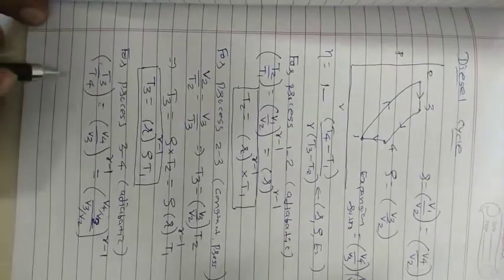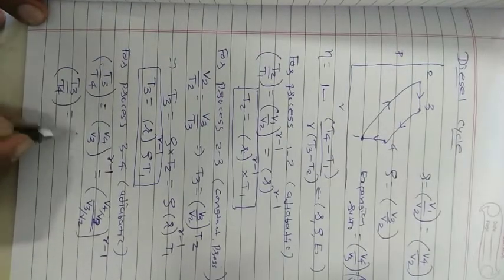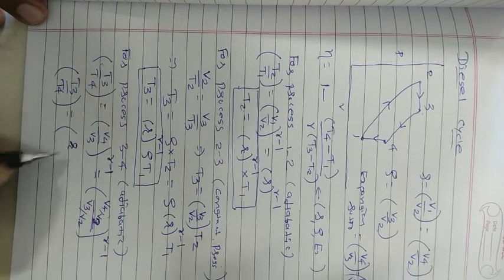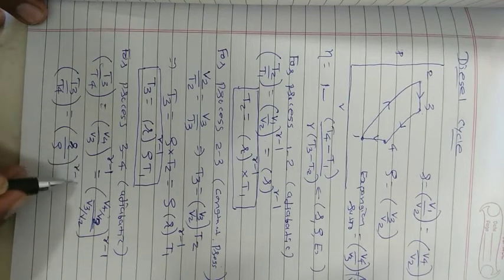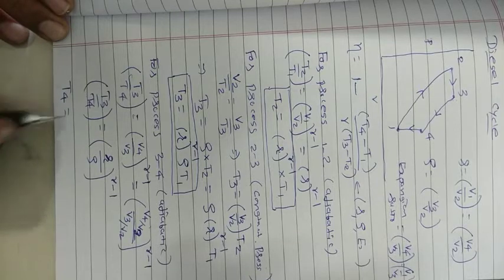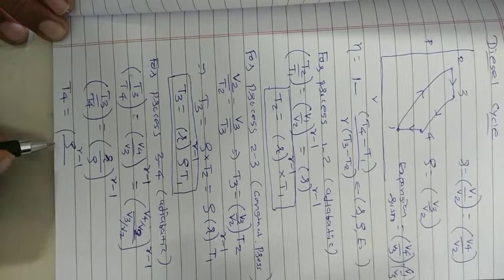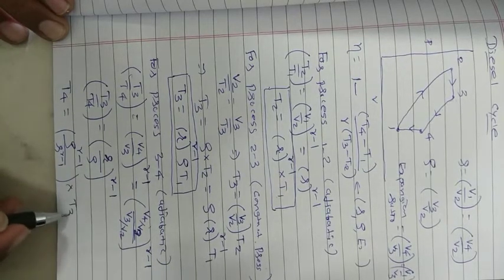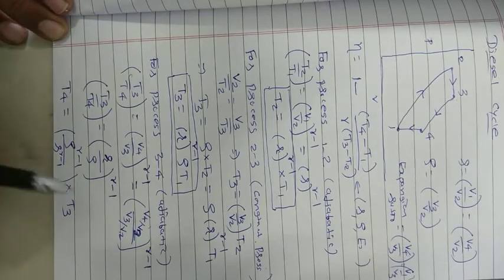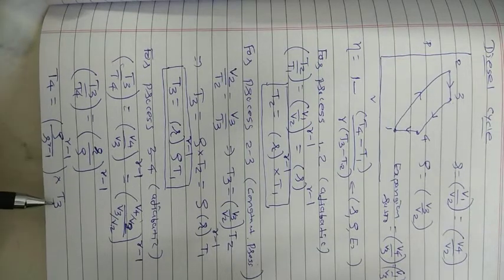So we can write that T3 by T4 is equal to R divided by rho, raised to gamma minus 1. Clear? Now we can write that T4 is equal to rho raised to gamma minus 1 divided by R raised to gamma minus 1, into T3.